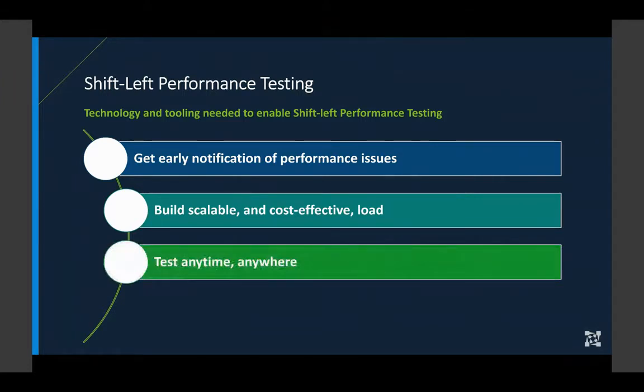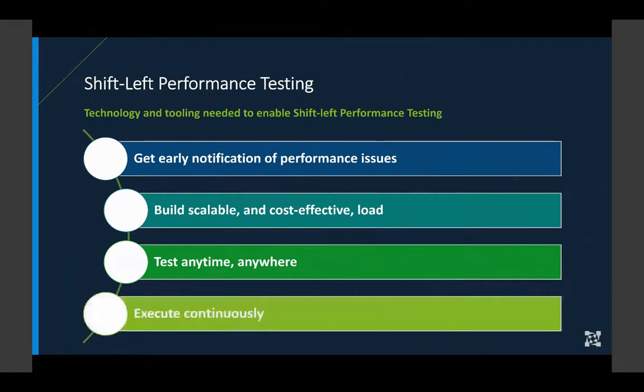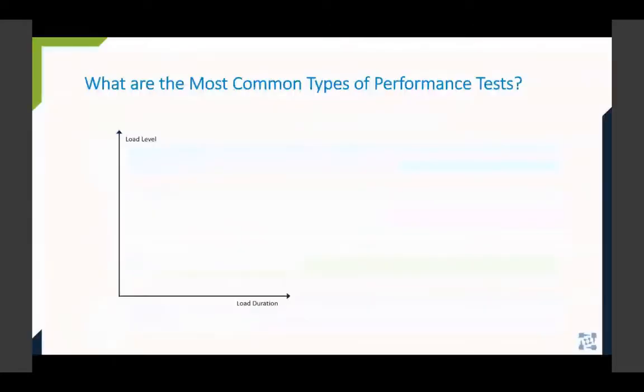We want to be able to run anytime, anywhere by virtualizing dependencies, so we're not just limited to when dependent systems are available to us. And lastly, we want to be able to run performance testing continuously in our pipelines that require no setup or any human interaction. So when we're talking about performance tests, what is it?